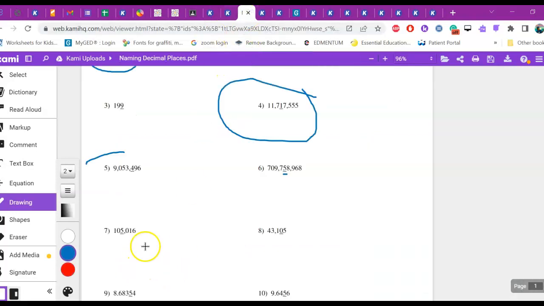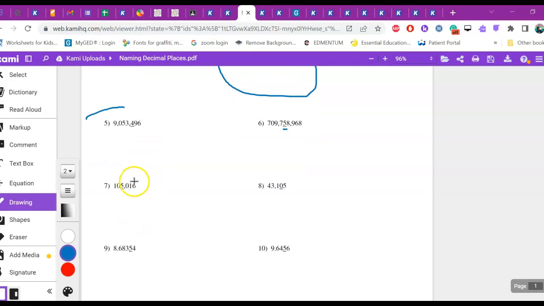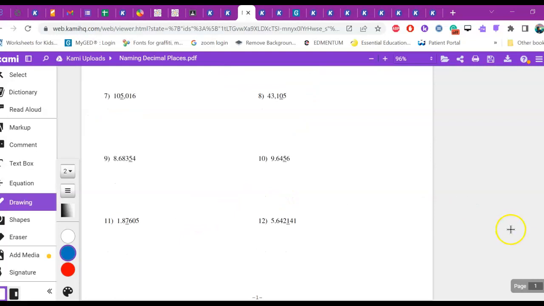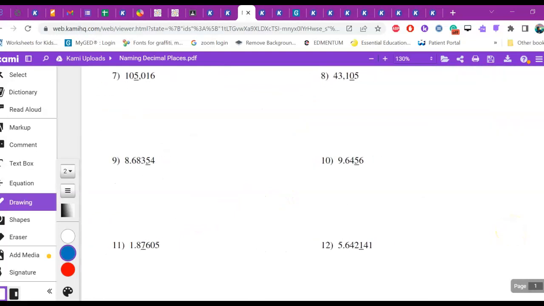Let's keep going. Number 7: ones, tens, hundreds, thousands. Number 7 is the thousands place. Number 8, ones, tens place. Now, number 9 is our first number that begins with a decimal.